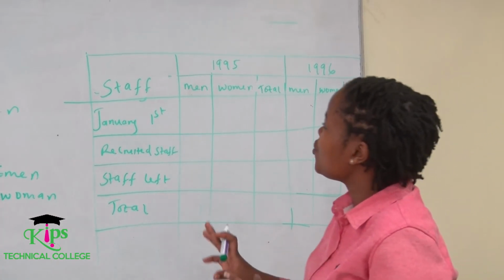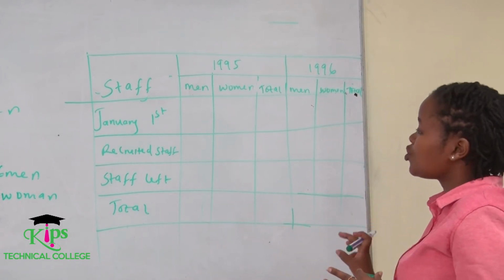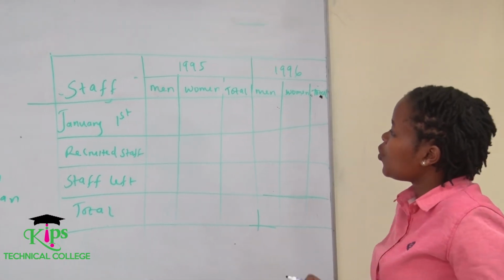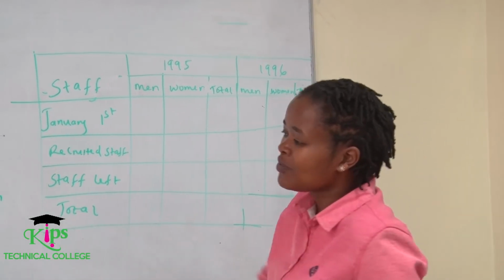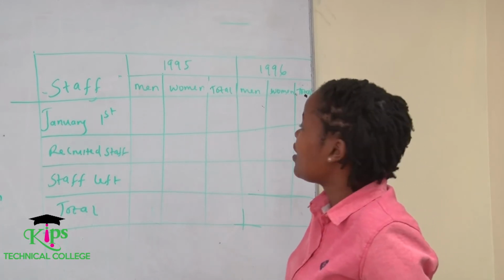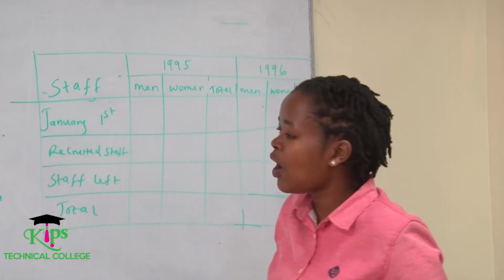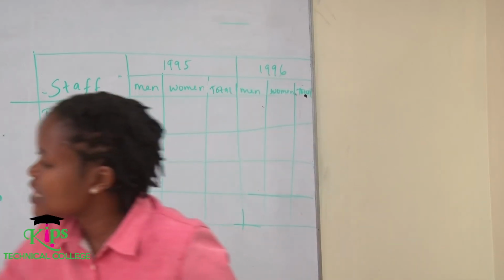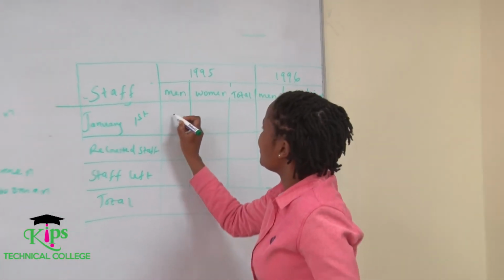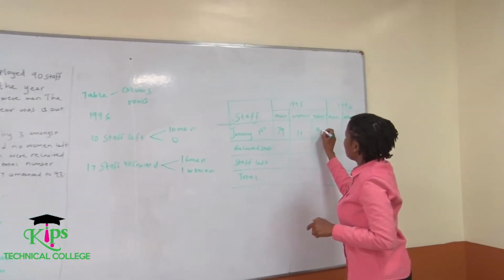So in this case, you have to organize. Your table must be very well organized, and your total for each column and each row should be very, very clear. So let's replace our information, whatever we have interpreted from our question, on our table and see whether it will make sense. As at January 1st, how many employees were there? We have 79 men and 11 women, and then the total is 90.